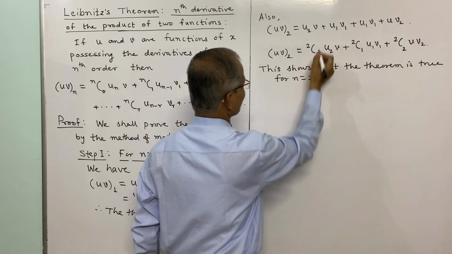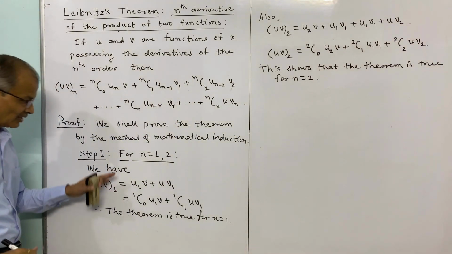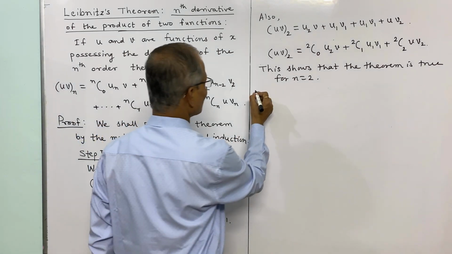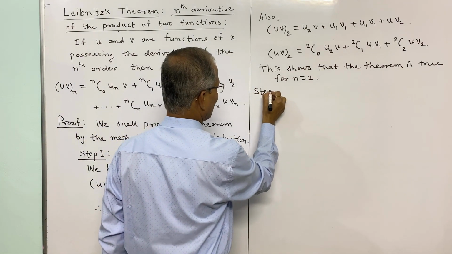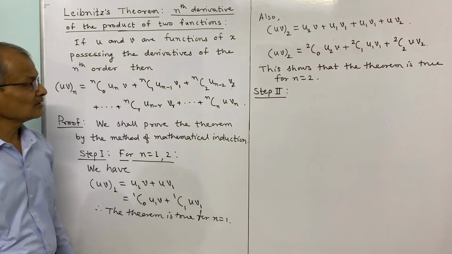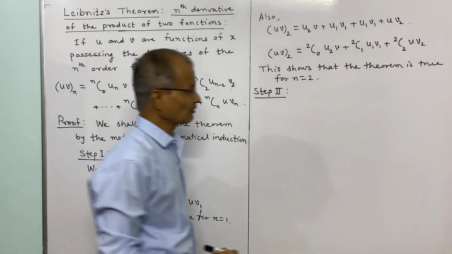So we have done this as an extra step. Actually only this is sufficient. Theorem is true for n is equal to 1. Now we go to the second step of induction. Step 2. Assume the result. Means here the theorem is true for n is equal to m.